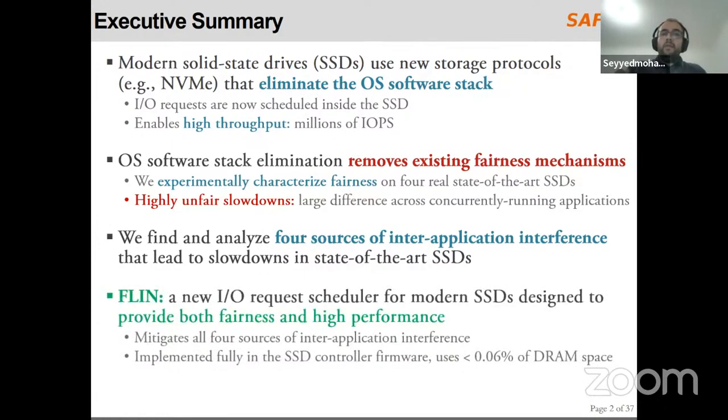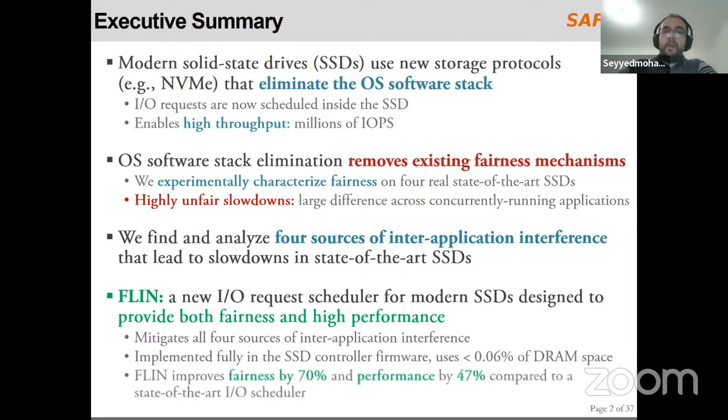To solve this problem, we propose FLIN, a new I/O request scheduler for modern SSDs designed to provide both fairness and high performance. FLIN mitigates all 4 sources of inter-application interference, and it can be implemented fully in the SSD controller firmware, using less than 0.06% of DRAM space. Our experimental results show that FLIN improves fairness by 70% and performance by 47% compared to the state-of-the-art I/O scheduler.